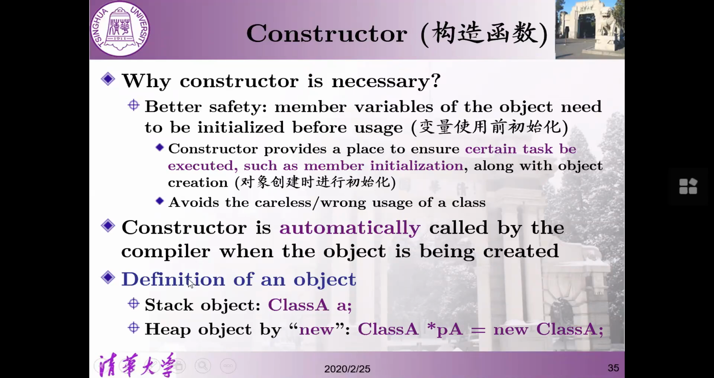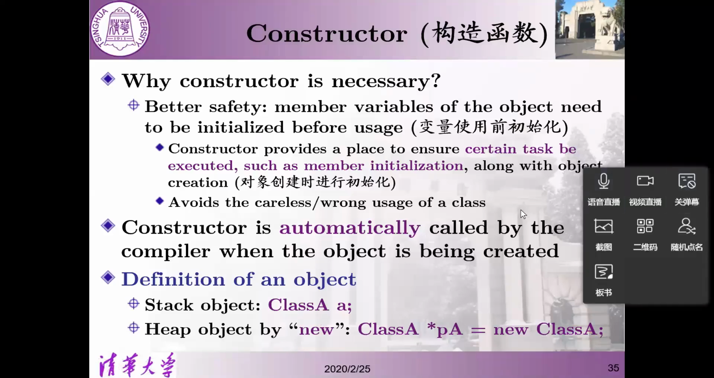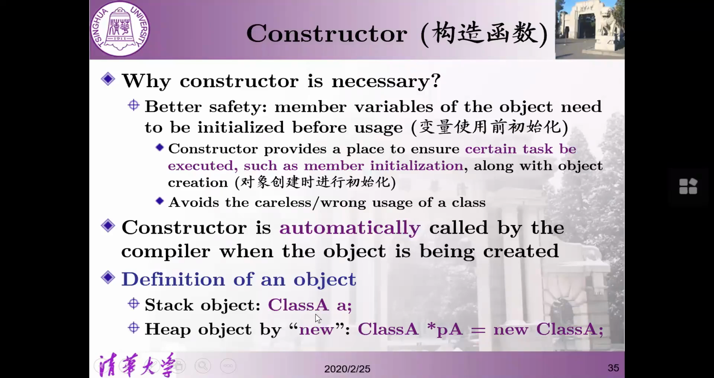Okay, then here is an example. When we define an object like this, or when we use new to define a pointer to the object like this, then we are defining new objects. Then constructors are automatically called. Okay, here's the stack and heap object. We will learn it later. This is a way to define stack objects, and this is a way to define heap objects. Use new.